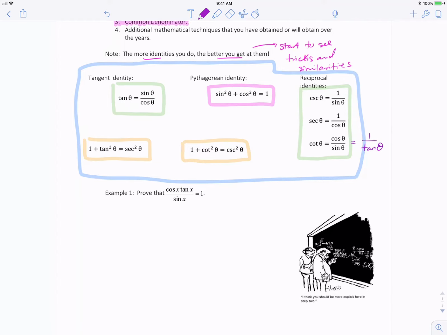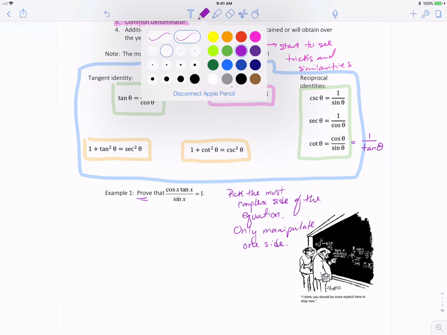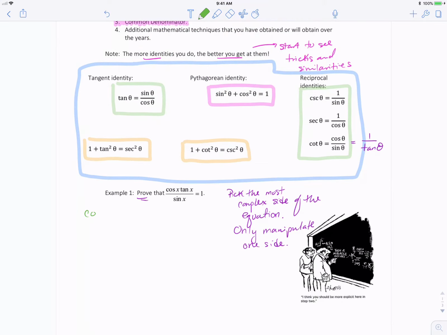Using the example above, prove that cosine times tangent over sine x equals 1. This is where you get to pick the most complex side of the equation. And in doing so, you only manipulate this side. So we're only manipulating one side. It doesn't matter which one you choose. Choose the more complex. If I looked on the left and I looked on the right, definitely the left-hand side is more complex. So the first thing that I want to do is get my tangent in terms of sine and cosine.